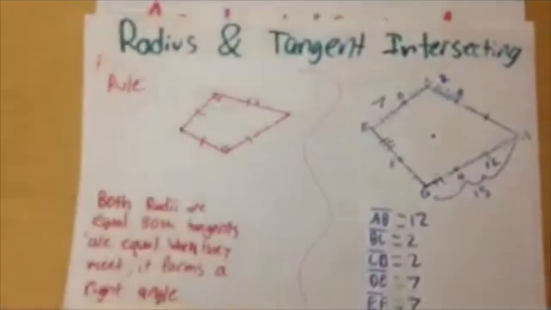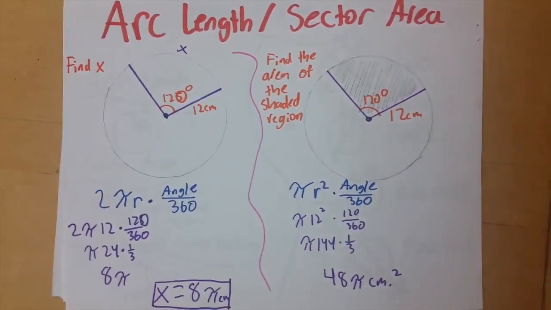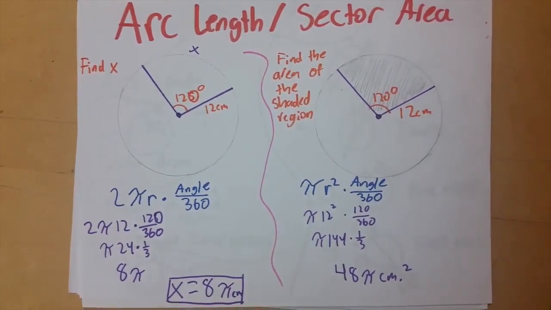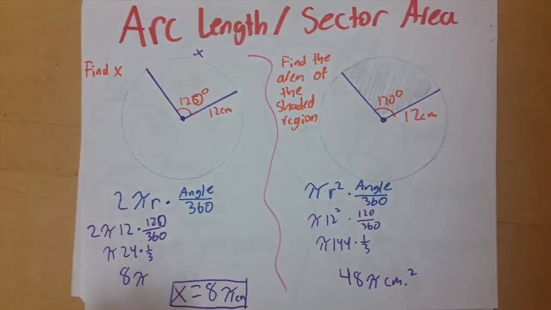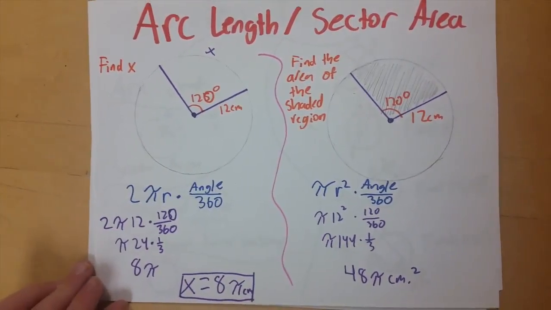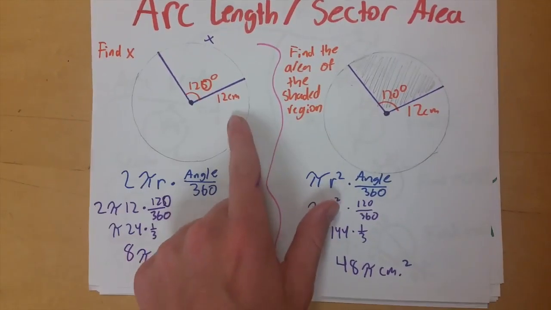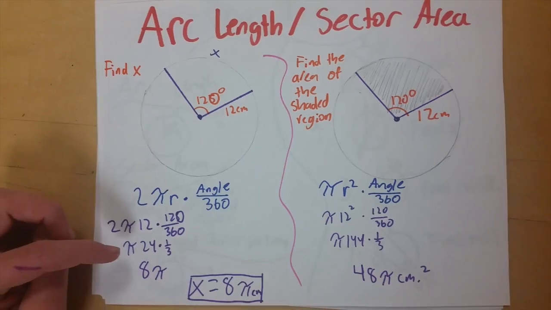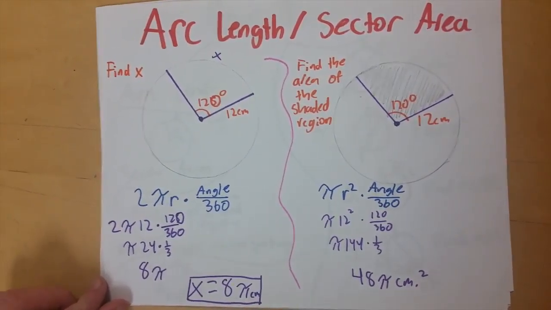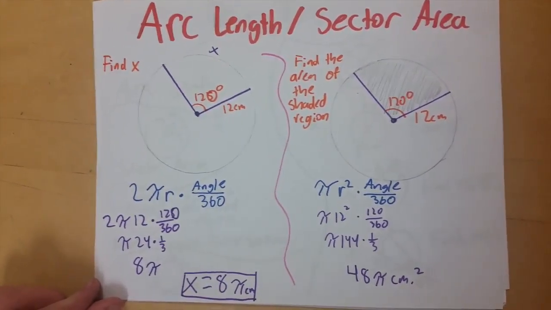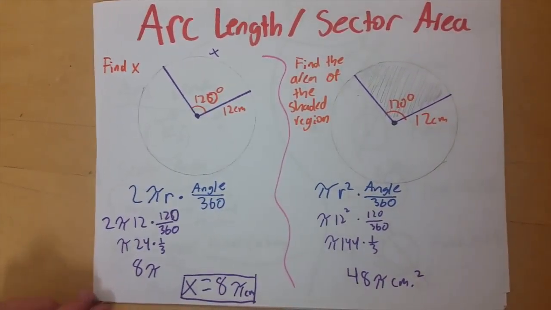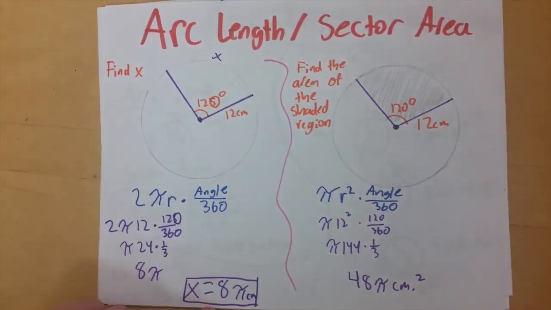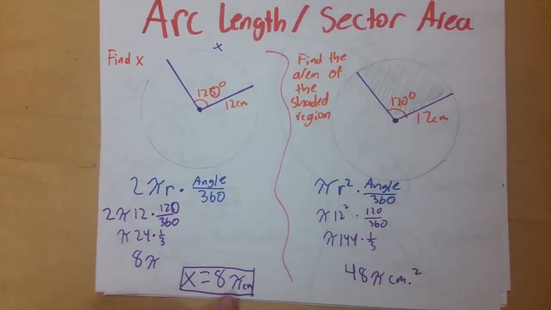Now the formula for arc length is 2 pi r times angle over 360. So to find the arc of x, you do 2 times pi times 12, which is the radius, times the given angle 120 over 360. If you simplify that, you're left with pi times 24 times 1/3. And 24 times 1/3 is 8. So the arc of x is equal to 8 pi.